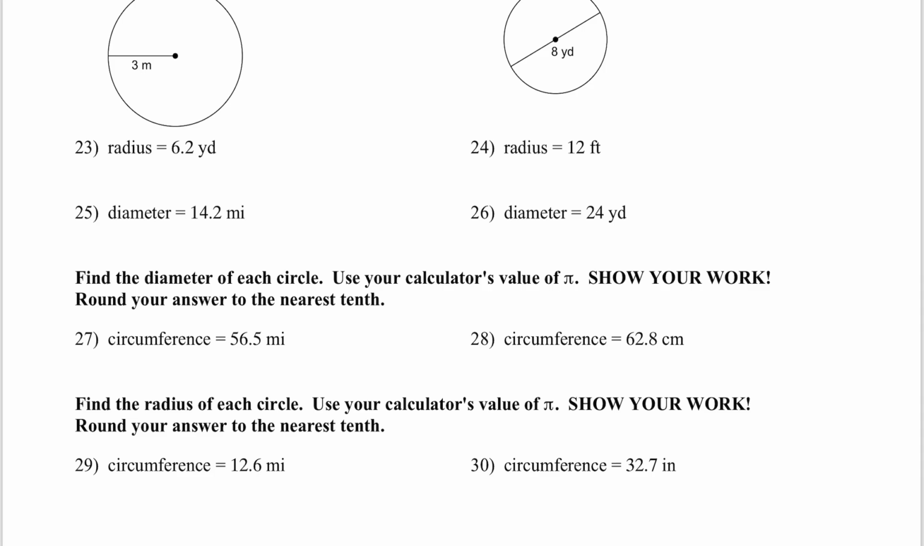To finish up this video, we also want to know how we can work backwards. On problems 27 through 30, you're going to notice that I'm giving you circumference on every one of these problems. Since the information I'm giving you is circumference, I must not be looking for the circumference. 27 and 28, I'm asking you to find the diameter. If I give you the circumference, can you work backwards and divide in order to find the diameter?